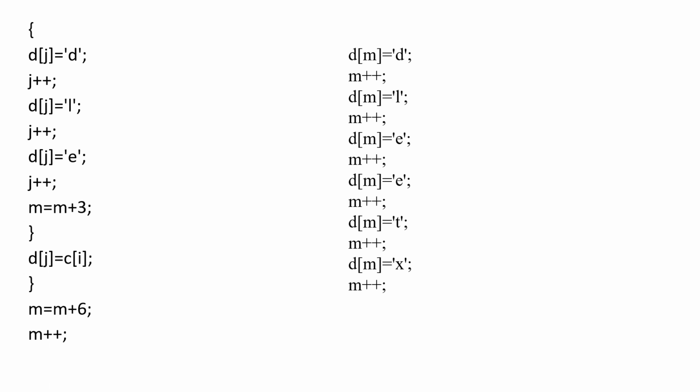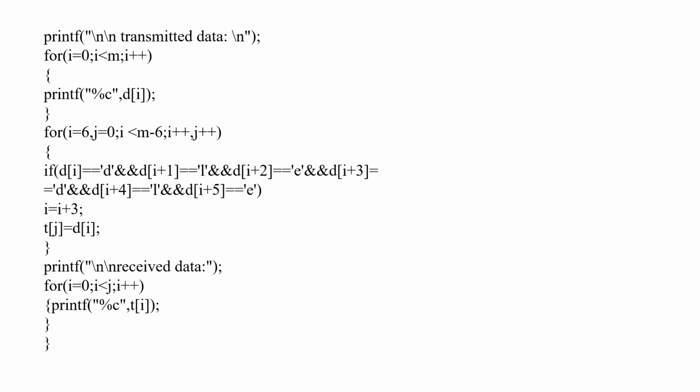d of m is equal to d for each and every value of I, J, M. So for all these, you are going to stuff. IJM is nothing but the frame where you keep on stuffing the data, giving an increment value. Then after that, you're going to print the transmitted data, that is, what all data is being transmitted to that particular frame.